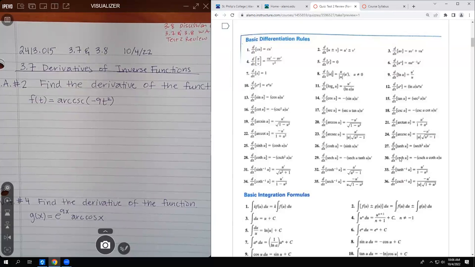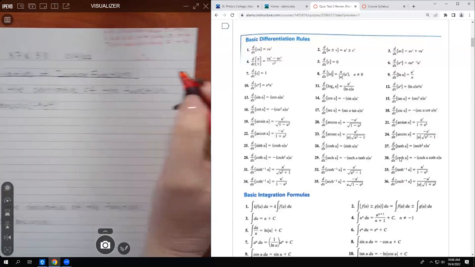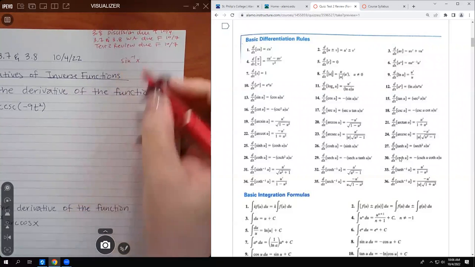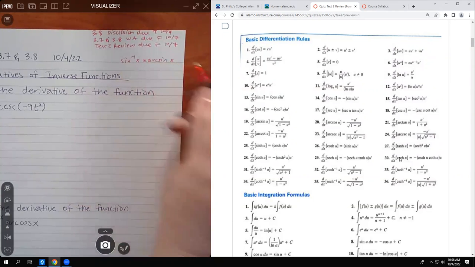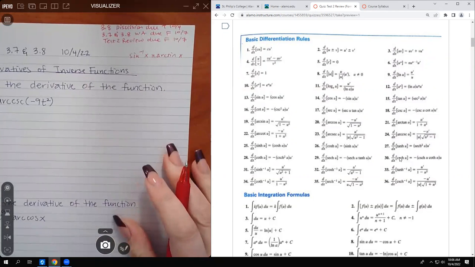Now, in 3.7, they were basically concentrating on B2. Okay? So when you take the derivative of an inverse function, now in the past we've always written them like sine with a little negative one superscript like this, right? When you learn them in trig, they were written like that. But we now know that that's the same thing as saying arc sine of x, okay? They are the same thing.